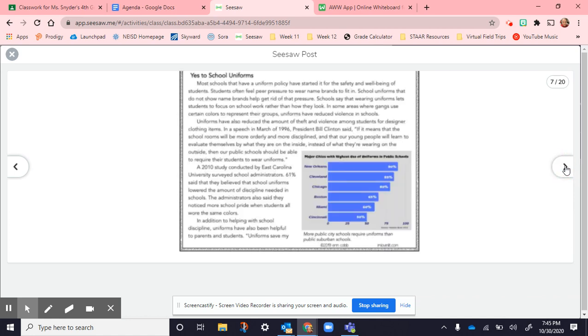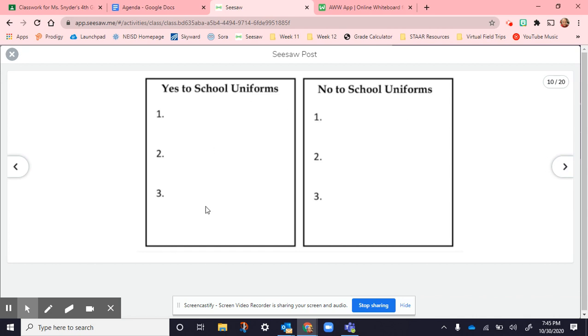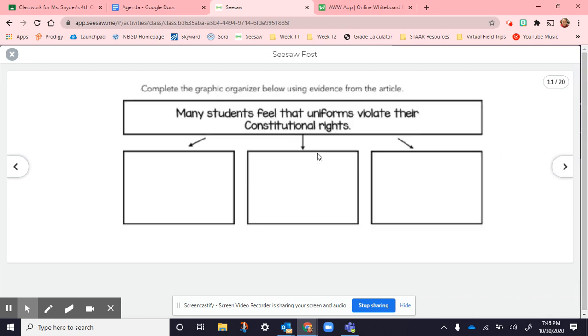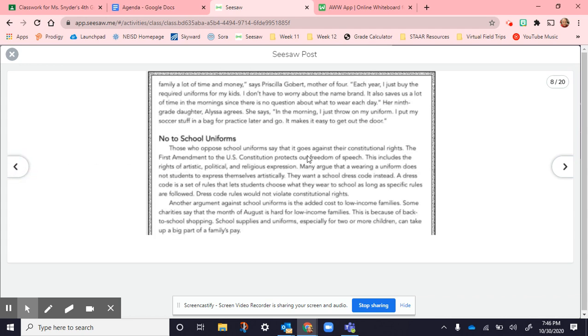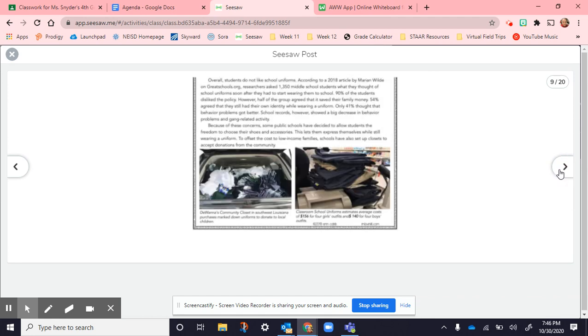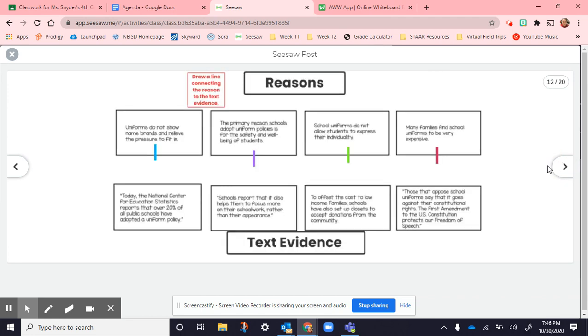We read the school uniform debate. And then we listed reasons why they said yes and why people were saying no. We talked about, this came from the article right here where it talks about the First Amendment. The First Amendment to the U.S. Constitution protects our freedom of speech. This includes, so there's 3 things that it includes. We put that in each of those boxes there.